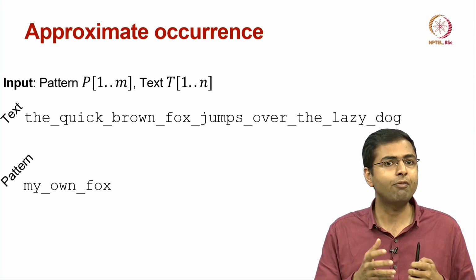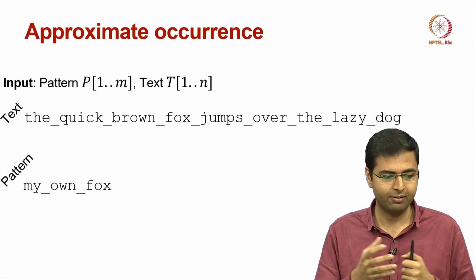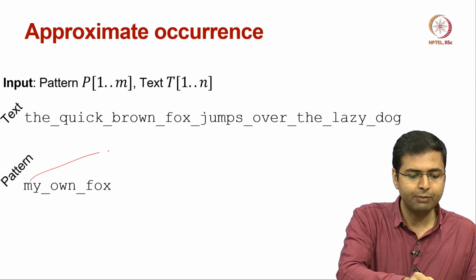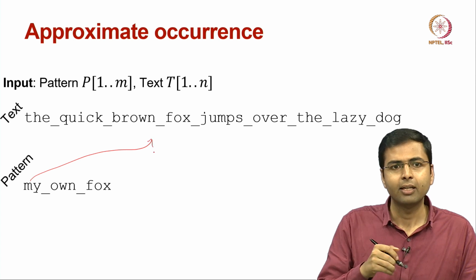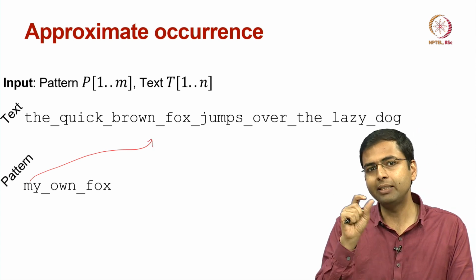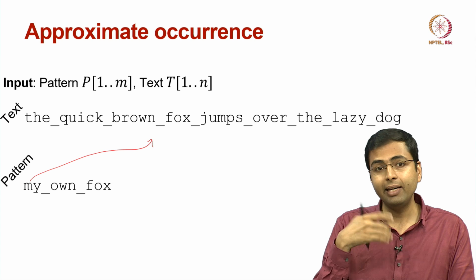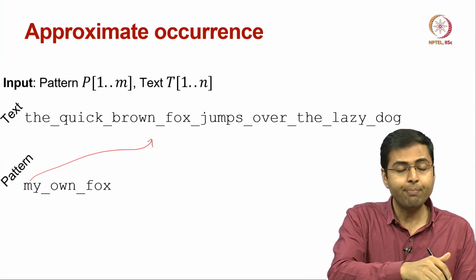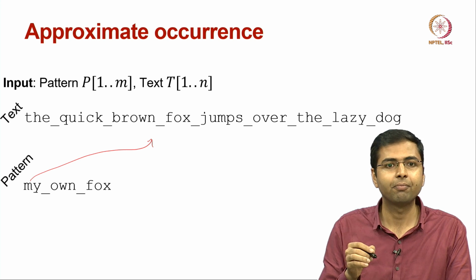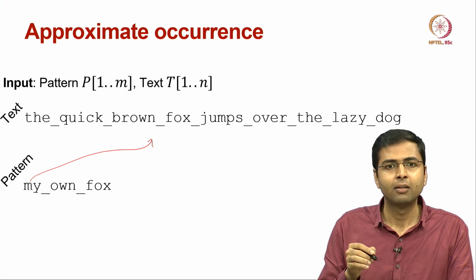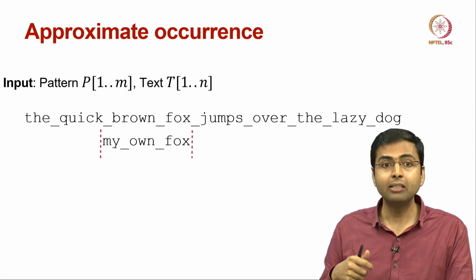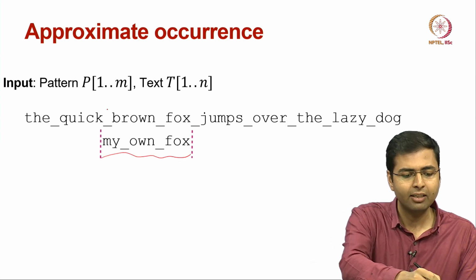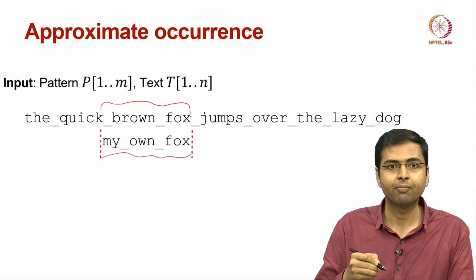So, for example, let us say you have a pattern and let us say you have a text. I want to know whether there is an approximate occurrence of this pattern somewhere in the text or not. That is, if I make some small number of changes in the pattern, like maybe I may delete, insert or maybe substitute some characters, can I find a match in the text? So, in this particular example it turns out yes, there is a match. For this pattern it is approximately matching at this location in the text.